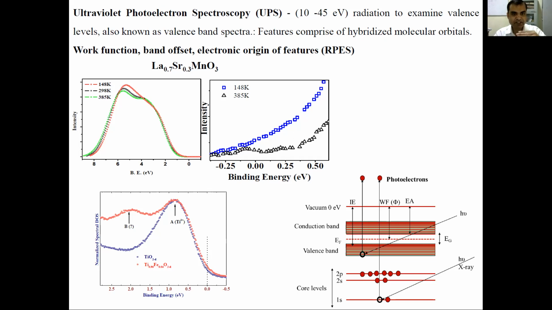So if I record its valence band spectra beyond 350 and below 350, then we should be able to make a distinction whether the system is metallic or non-metallic. Here you can see from this valence band spectra that close to the Fermi level, the density of states at high temperature, which is 385 Kelvin, is negligible, which is consistent with the non-conducting state of LSMO at 385 Kelvin. Whereas at 148 Kelvin, it shows a finite density of states at the Fermi level, which is consistent with its metallic behavior.